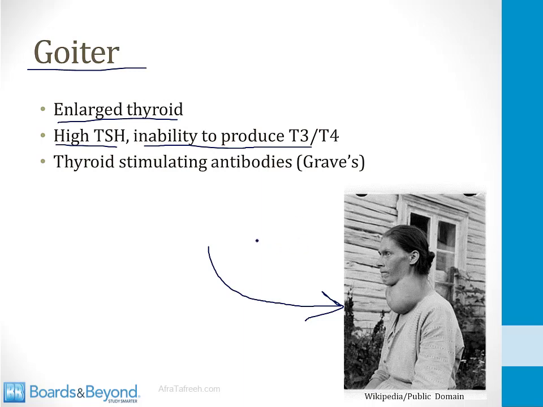This is commonly seen in third world countries when people don't eat enough iodine. Their TSH level gets very high, but they don't make thyroid hormone, and as a result, they get a huge goiter in their neck. You can also see a goiter in patients who have thyroid-stimulating antibodies. This occurs in Graves' disease. We'll talk about this in a few slides.